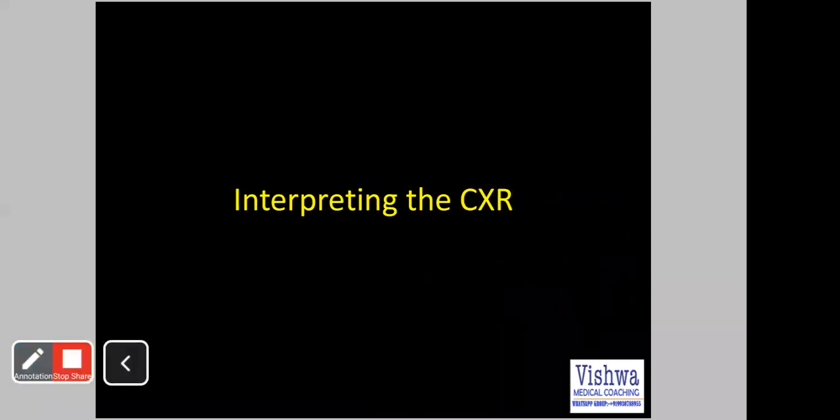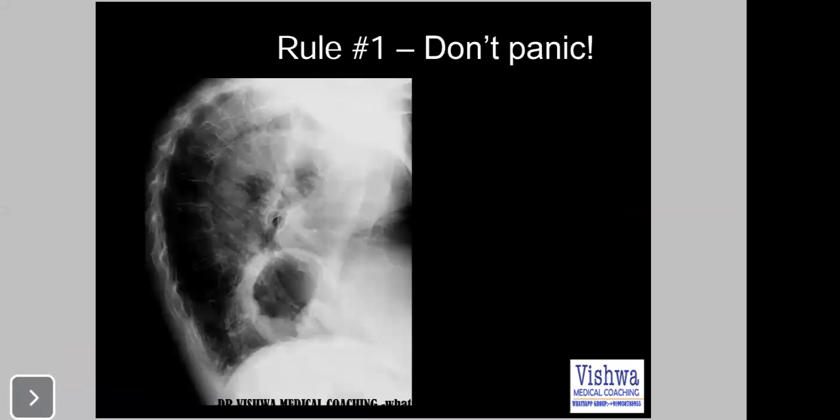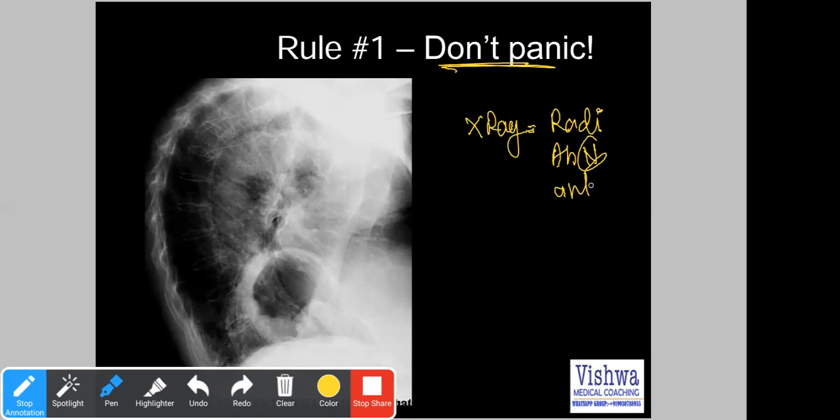So let's first go for some of the interpretations. First, what are the rules of interpretations? We may take the rules today and then actual interpretations in the next class. First thing is don't panic, because remember, X-ray is the radiological representation of the abnormal anatomy.